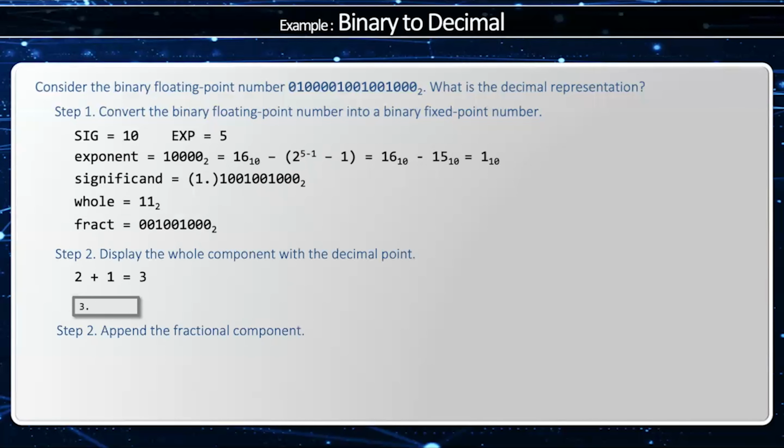And then my fractional component. The first 0 is going to correspond to 2 to the negative 1, which is 0.5, but I'm not going to add it because that's a 0. The next binary digit would be 0, which would correspond to 0.25. But once again, there's a 0, so I don't add it. But I do add 0.125. I don't add the 0, then I add the 0.015625, and so on and so on.